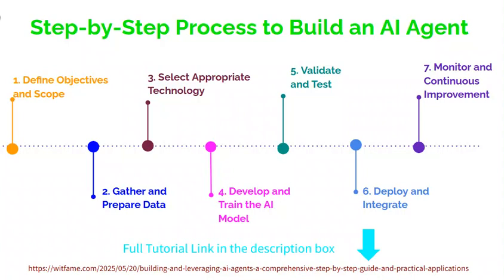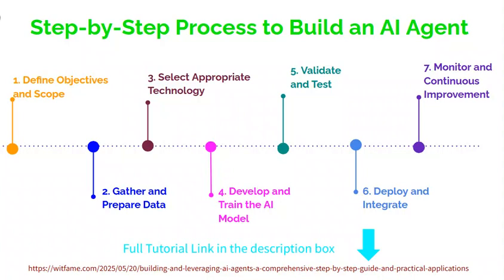Second is gather and prepare data. At first, you need data collection and data pre-processing. Then 3, select appropriate technology. You select programming language, framework and library, and infrastructure cloud, Amazon, Azure, Google Cloud, etc.